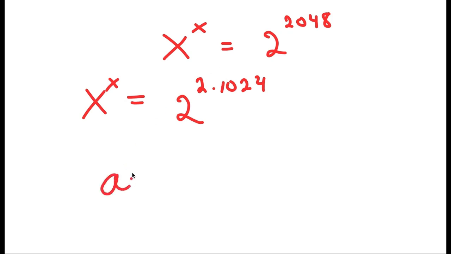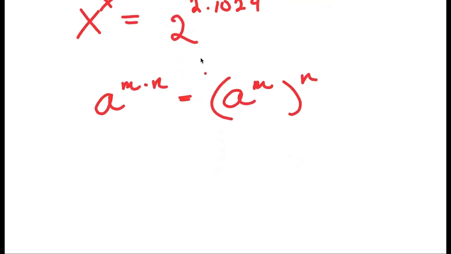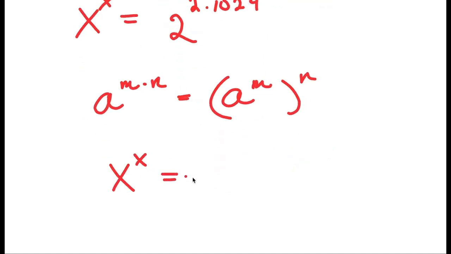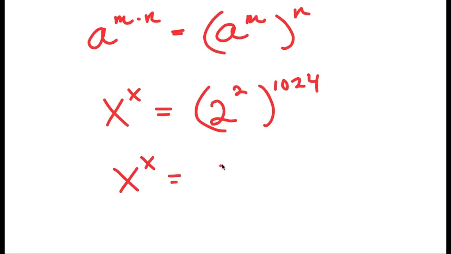And if I have something in the form a to the power of m times n, this is equal to a to the power of m to the power of n. So I can rewrite this as x to the power of x is equal to 2 to the power of 2 to the power of 1024, which is equal to 4 to the power of 1024.